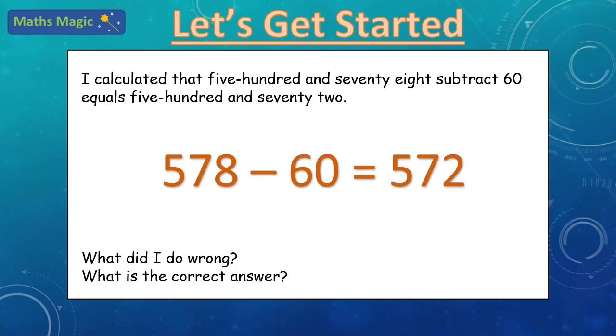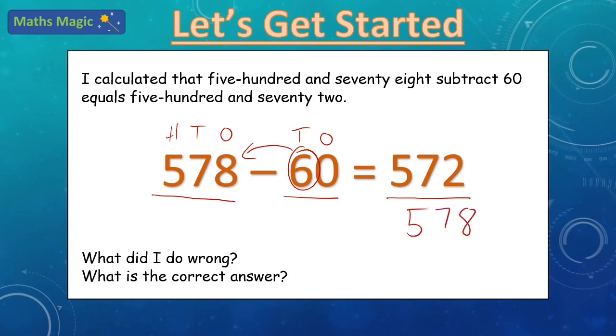Okay, let's have a look how to solve this problem. So 578 subtract 60 equals 572 is incorrect. Instead of taking the tens away from our bigger number here, we've taken the tens away from the ones, making 572. What we should have done is taken 578 and then subtract 60 from the correct columns. So 8 subtract 0 is 8, 70 subtract 60 is 10, and 500 subtract 0 is 500. So we come up with the correct answer, which is 518.